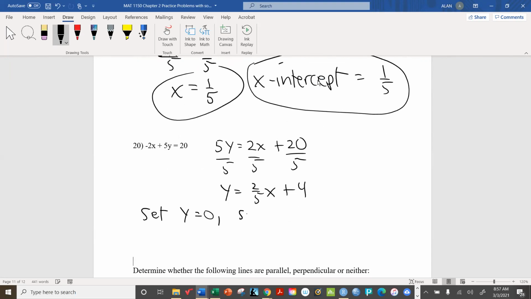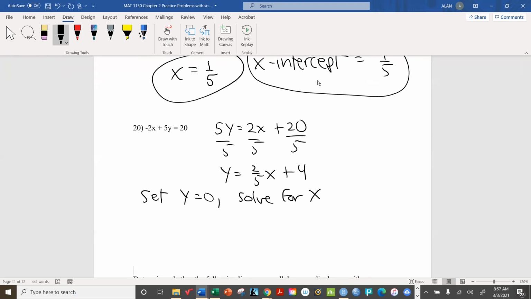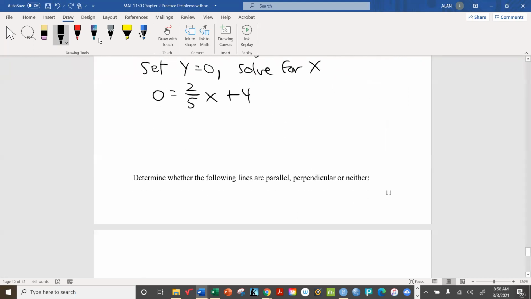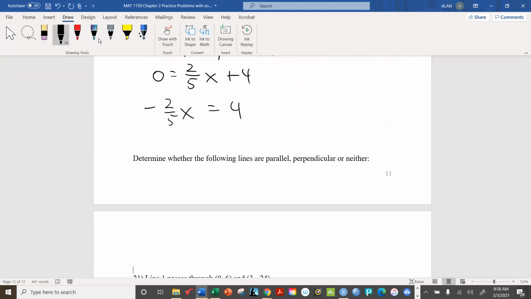Solve for x. All right. So 0 equals negative 2/5 x plus 4. And now subtract, of course, the 4 from both sides. Now I'm going to have to divide both sides. Now, this is where it can get a little awkward. I'm going to divide both sides by -2/5.